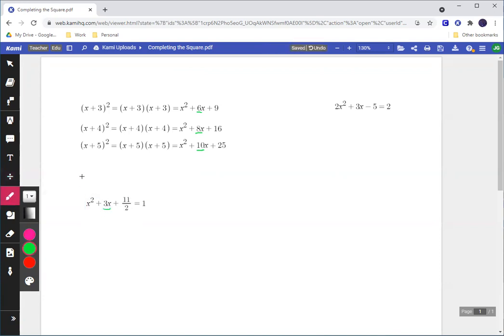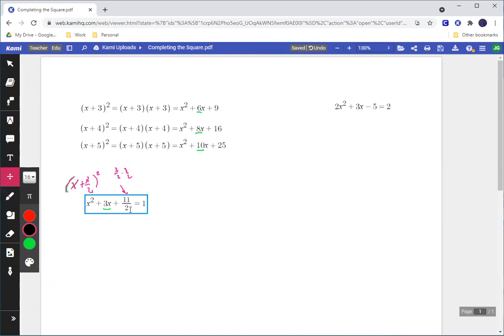So once again, we have this 3. Okay, and that makes us think about, let's choose a different color here, x plus 3/2 squared, right? Because 3/2 plus 3/2 is going to equal 3, which means this should be 3/2 times 3/2, which is 9/4. So we need this to equal 9/4. Right now, it equals 11/2. If we turn that into fourths, that will be 22/4. 11/2 and 22/4 is the same thing.